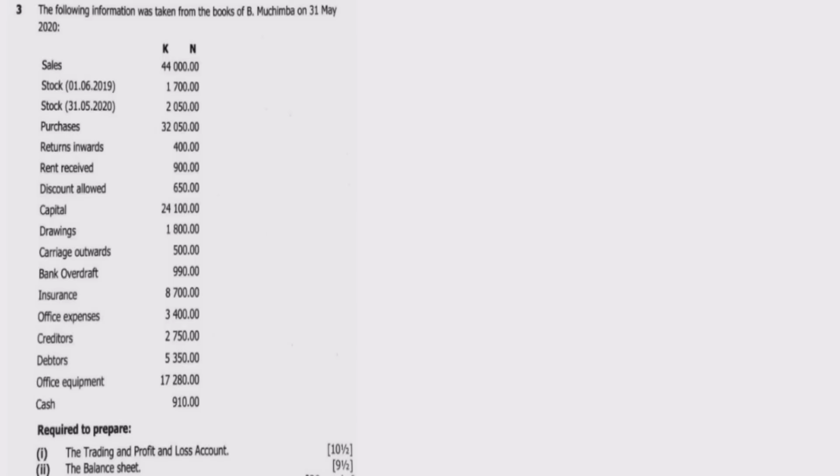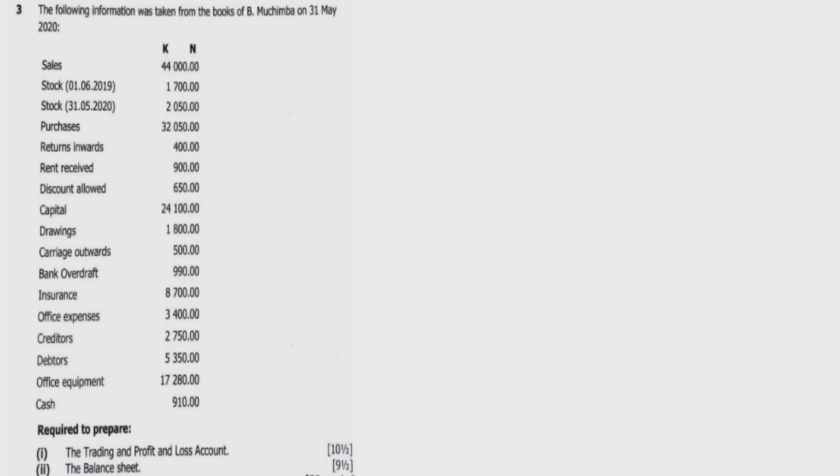Okay, so question 3 was as follows. The following information was taken from the books of B. Muchimba on 31st May 2020. Okay, so that is the information.